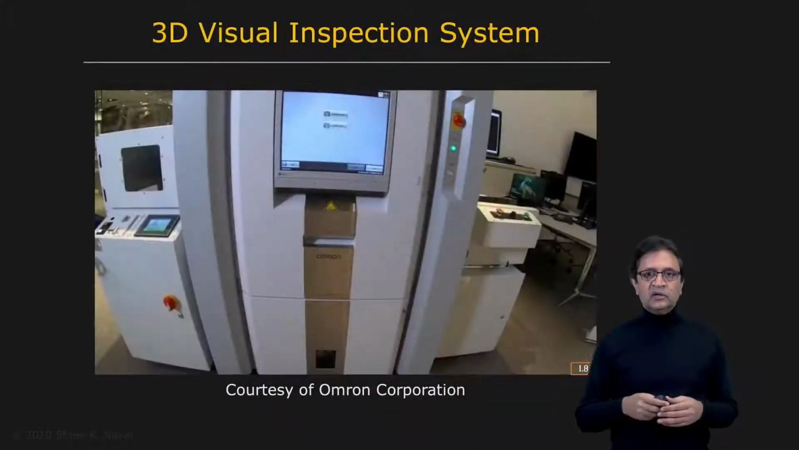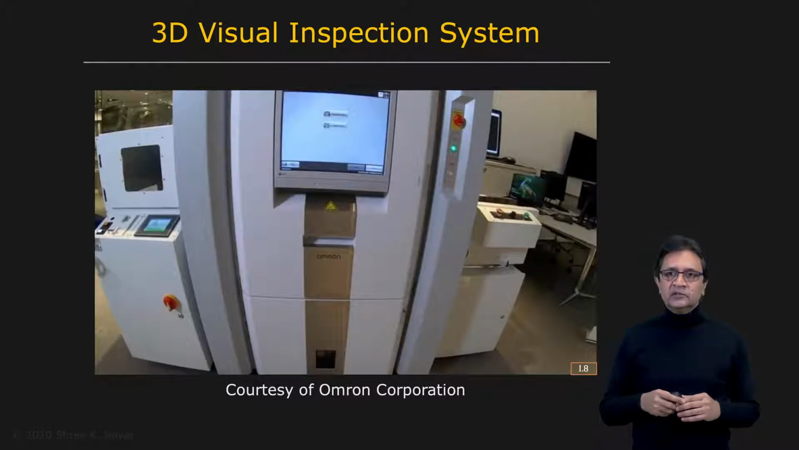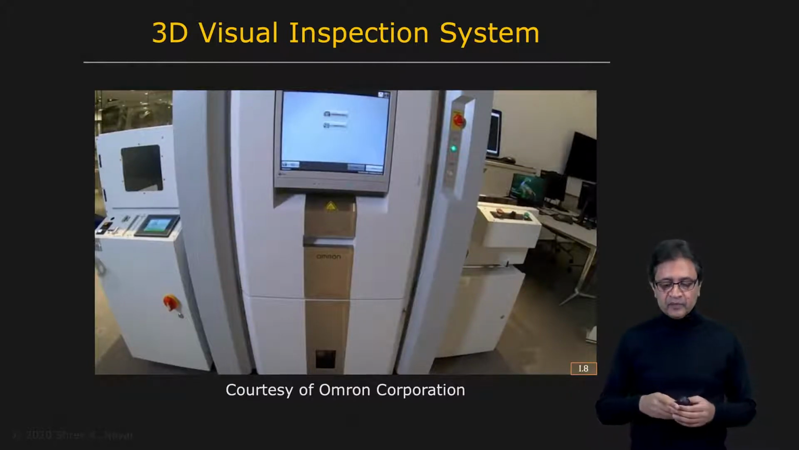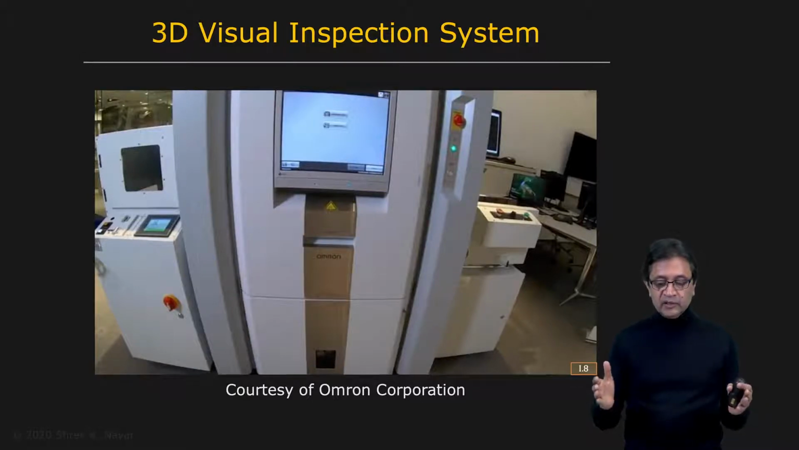What I want to do here is just show you a couple of examples that represent what the state of the art is in terms of structured light systems. So here's the first one. This is a system that's been developed for 3D visual inspection by Omron Corporation. And typically these systems look very much like this.